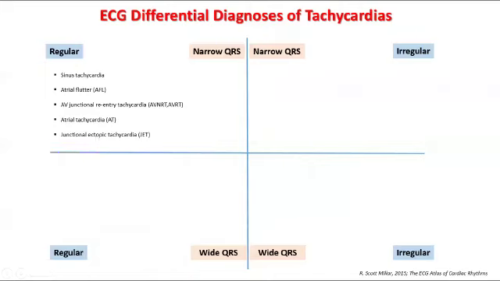And then looking at our irregular narrow QRS complex tachycardias, the most common one being atrial fibrillation. We can also have atrial flutter or atrial tachycardia, but conducting with variable AV block. Now, the AV block may be a physiological thing, because remember that the AV node, in terms of physiology, is designed in such a way that it has a property that we call decremental conduction.